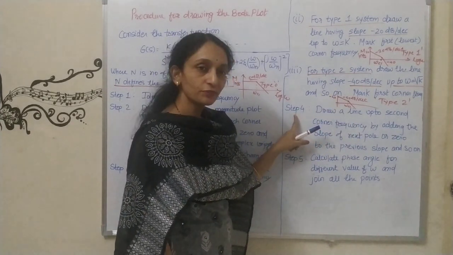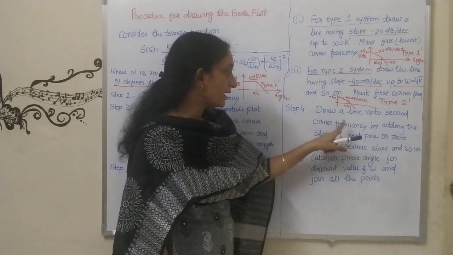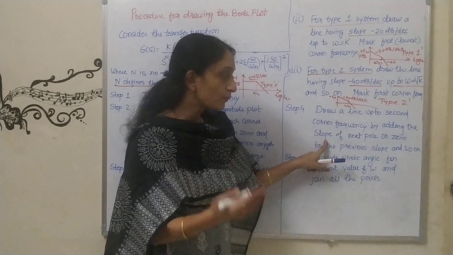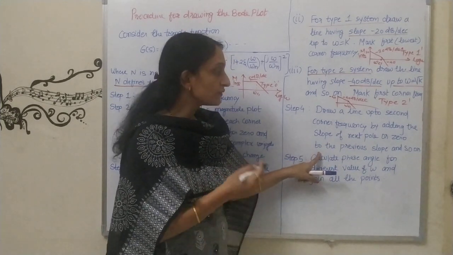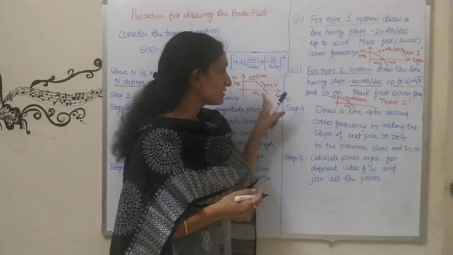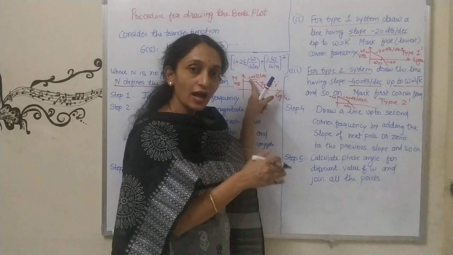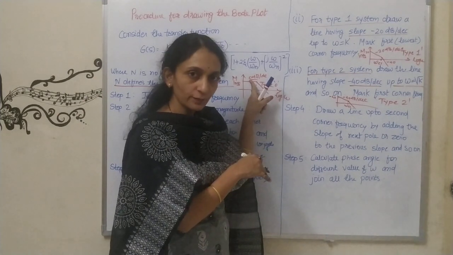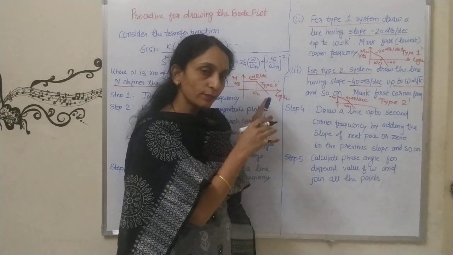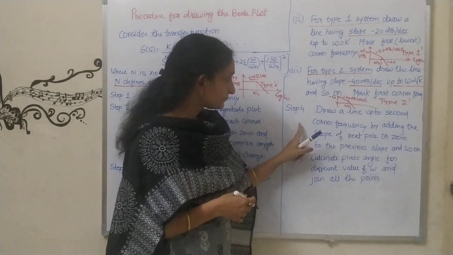So step number 4. Draw a line up to the second corner frequency by adding the slope of the next pole or zero to the previous slope, and so on. What you need to do is, once you draw the first line slope, the next line slope you need to add to the previous line slope. I will show you with a proper example. So this is the procedure for drawing.